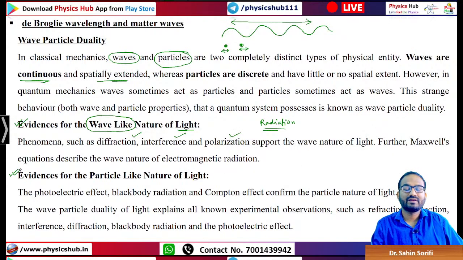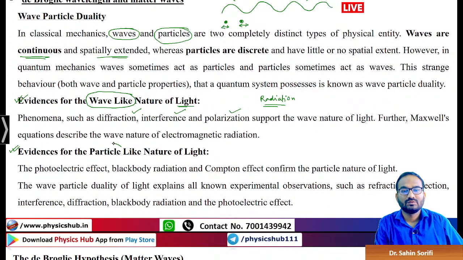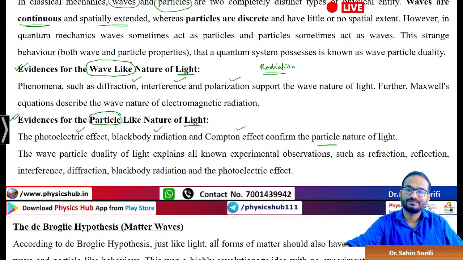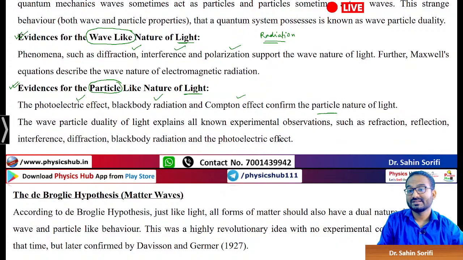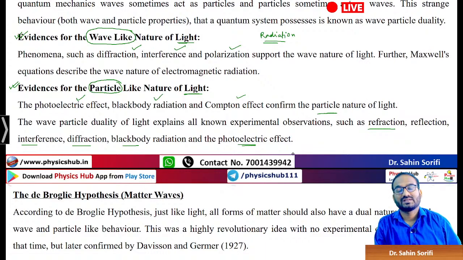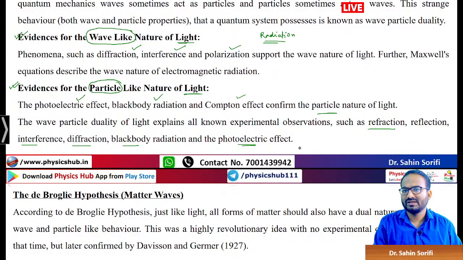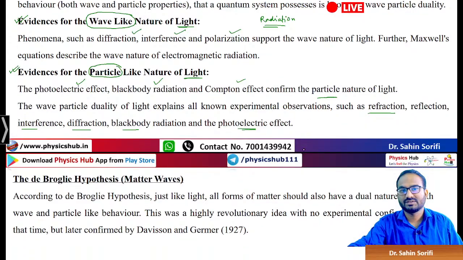Now this one is quite interesting, evidences for the particle like nature of light. This one we do not expect classically, but certain experiments like the photoelectric effect experiment, black body radiation, Compton effect confirm the particle nature of light. With the help of this duality we can easily explain the phenomena of refraction, reflection, interference, diffraction, black body radiation and the photoelectric effect. With the rigid concept that radiation is only wave, we cannot explain. So classical mechanics cannot completely explain everything. We need to go for quantum mechanics, where every material object is said to have two aspects.